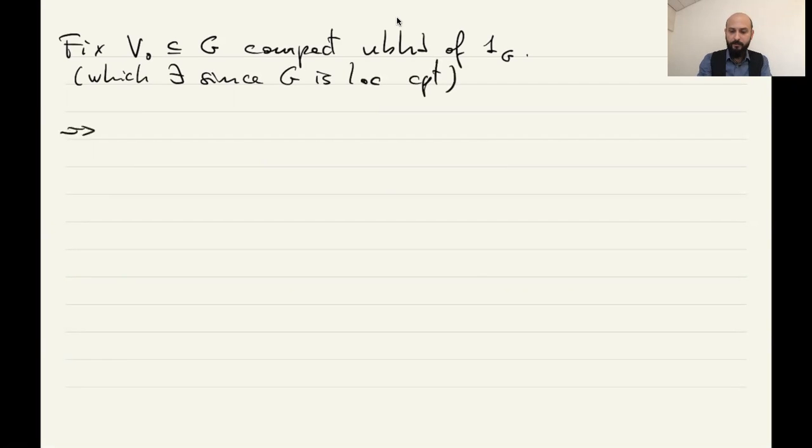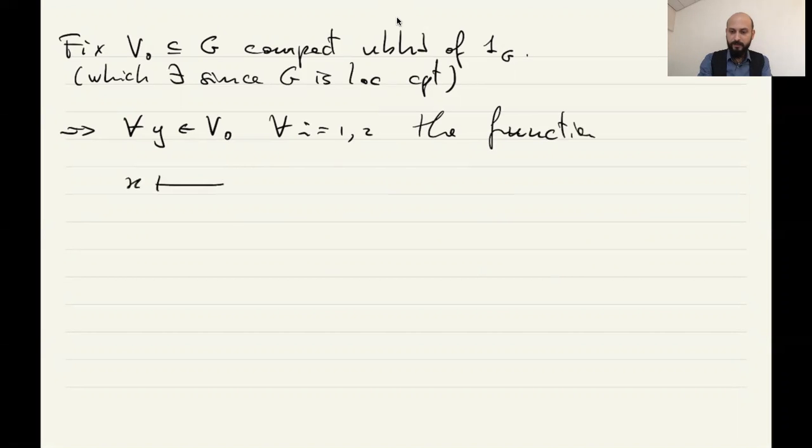Okay, now for any y in this V0 and for any i equal to 1 or 2, we consider the function that to every x associates f_i(xy) minus f_i(yx). Now if the group were commutative, then this would be just 0. But in general, this is not.